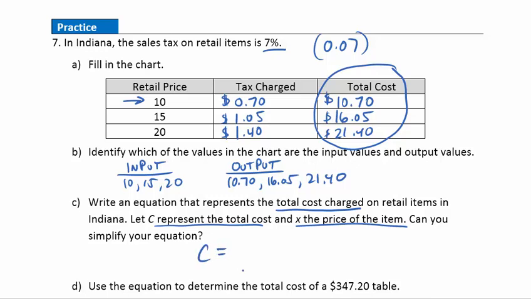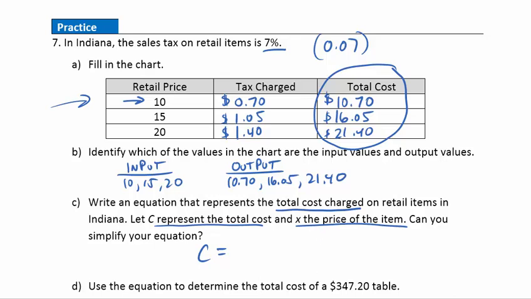All right, well, let's start up again here and think about how we get our total cost. How does that come about? And you can see how we did it right up here in our chart. When I was getting the total cost for $10, I took 10 times 0.07 to get the tax on that. Then I added that back to 10. So X is going to be the price of the item. So that was kind of what 10 was.